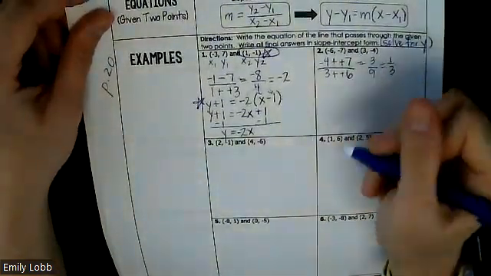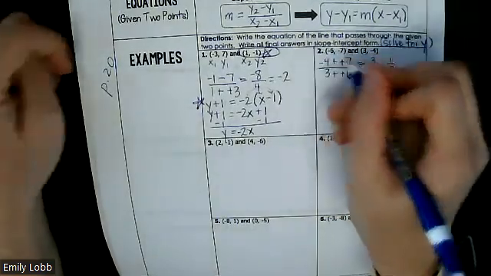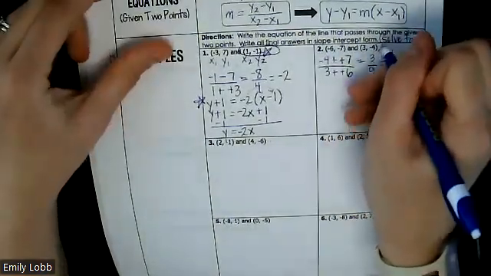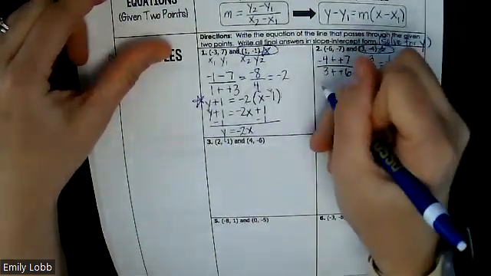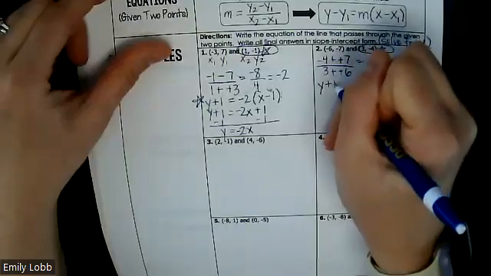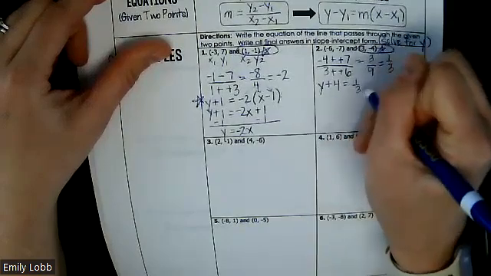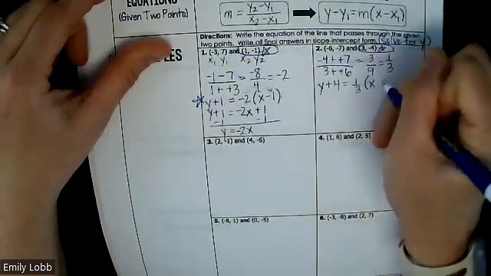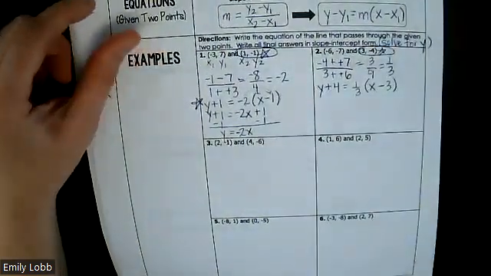So now we're going to pick a point. If you want, you could pick this point. I'm just going to pick this point. It doesn't matter which one as long as you keep it consistent again. So we're going to say y, and then the opposite of the y value is equal to the slope times x and the opposite of the x value of the point we've chosen.